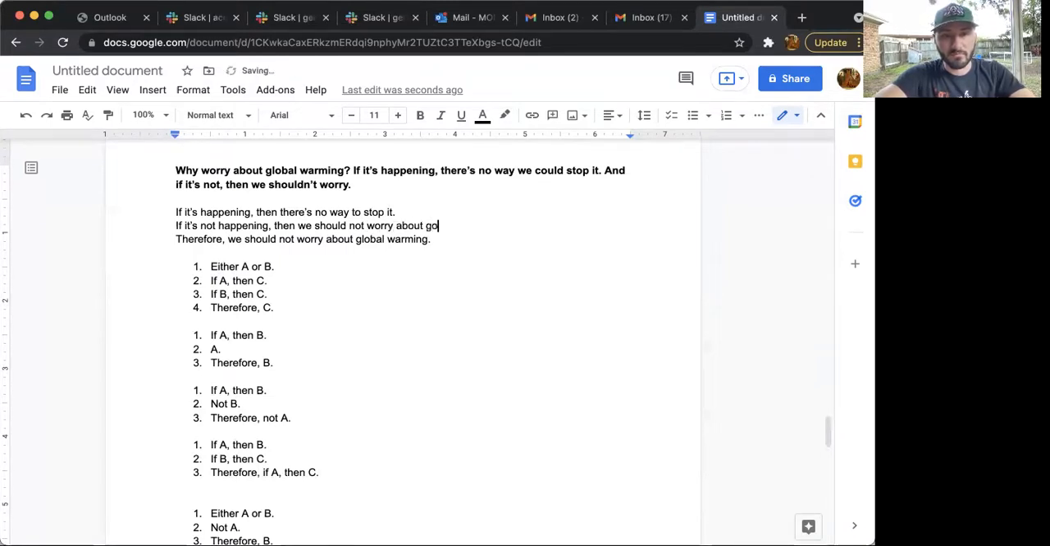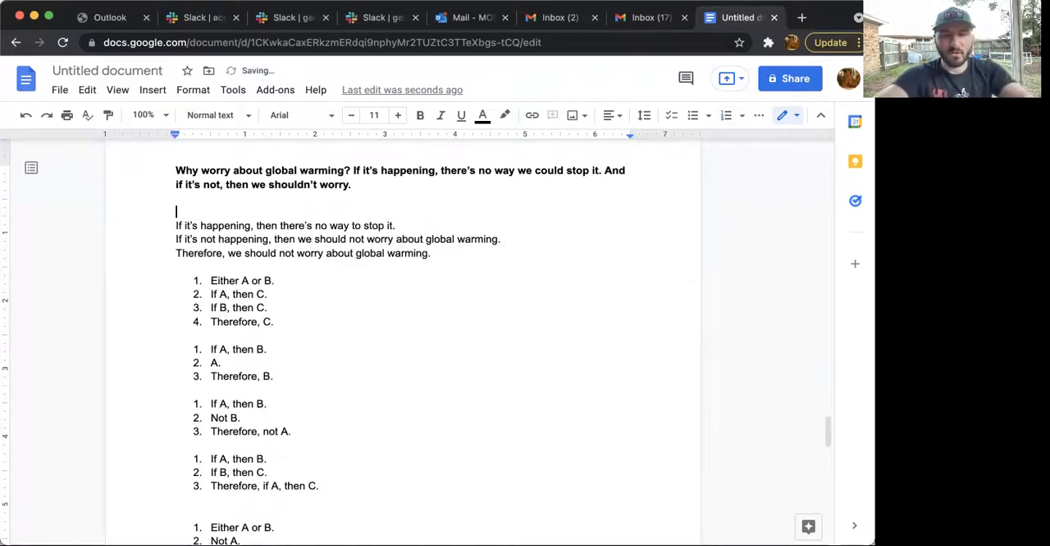Okay, so if those are the conditionals, then that tells us that A is this part right here and B is this part right here. So that means that first either-or is going to be either global warming is happening or it's not. And if it is happening, there's no way to stop it. If it's not happening, we shouldn't worry about it. Therefore, we shouldn't worry about global warming.